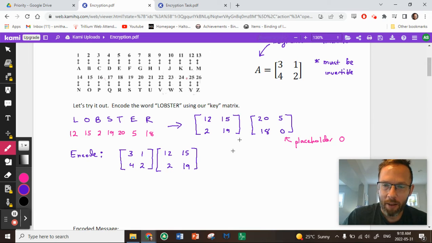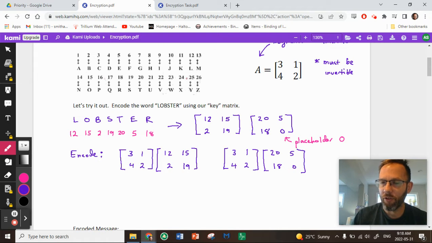So we'll do that. And then we also have a second matrix to encode. So we'll take our encoder matrix, our key matrix, 3, 1, 4, 2, and multiply it by our second guy, 25, 18, 0. So multiply every message that contains your code by the encoder matrix. So we just need to do these two.